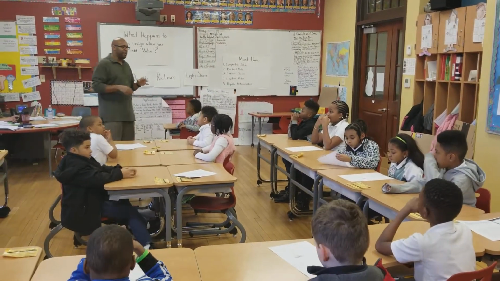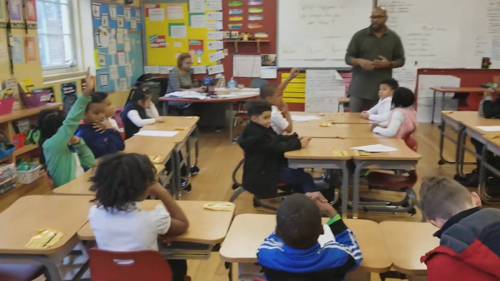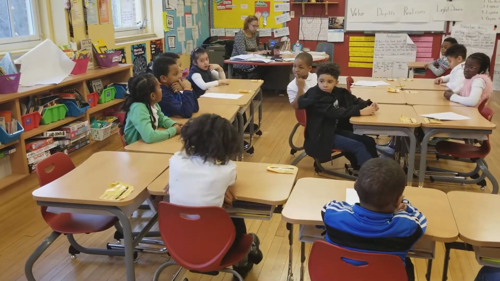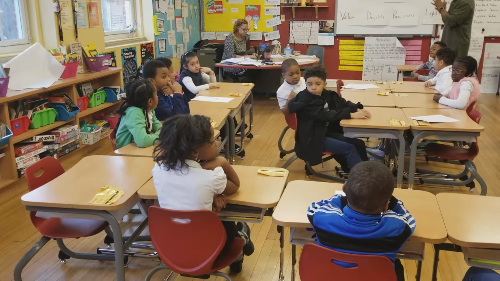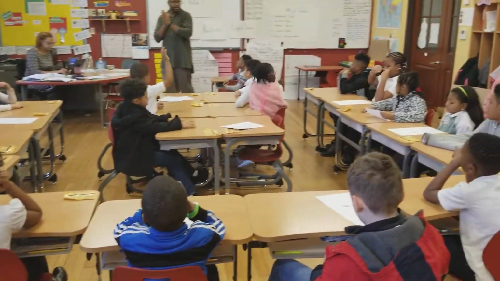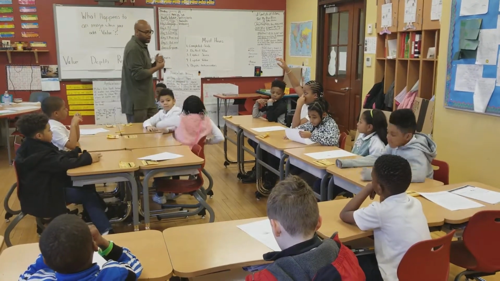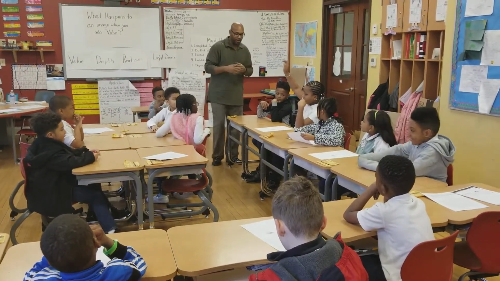There's 3 things that can happen when you add value to an image. Give me another one. When you add value to an image, it will look more realistic. Okay, and there's the last one. What's the last one? Depth. All right, right here. Let's go here. Depth.